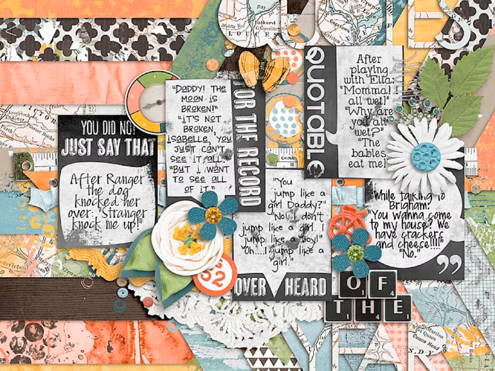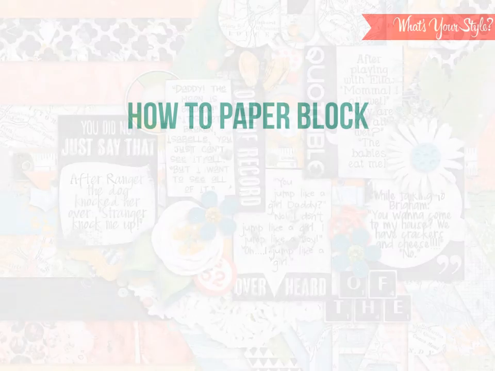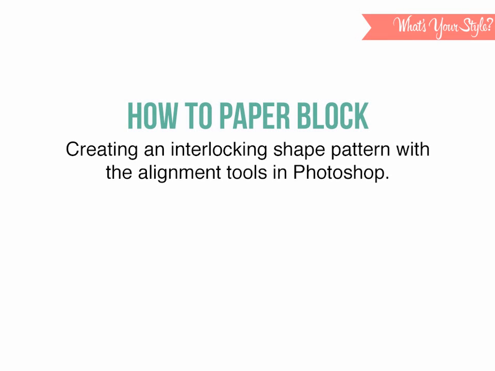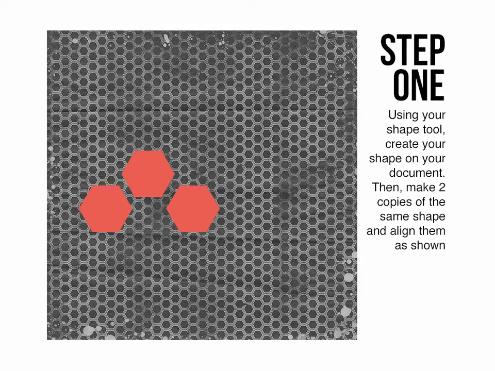As you can see, paper block layouts are as varied as can be, but let's tackle the hardest paper blocking technique to replicate, the interlocking shapes. I'll show you that with just a few clicks of the mouse, you can have a perfectly spaced interlocking design that is repeatable across your page with ease. Step 1. Using your shape tool, create the shape you'd like to use on your document. In this case, I used a hexagon. Then make 2 copies of the same shape and align them as shown.